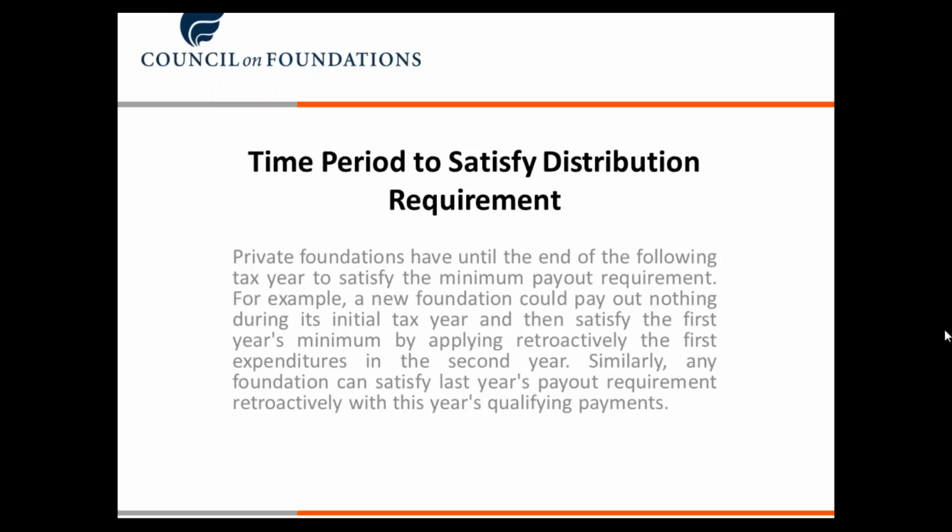An interesting result for a brand new foundation is that during their initial year they could really pay nothing because they won't know what their asset value is for the 12-month average, and then the code gives them the whole following year to make those distributions.